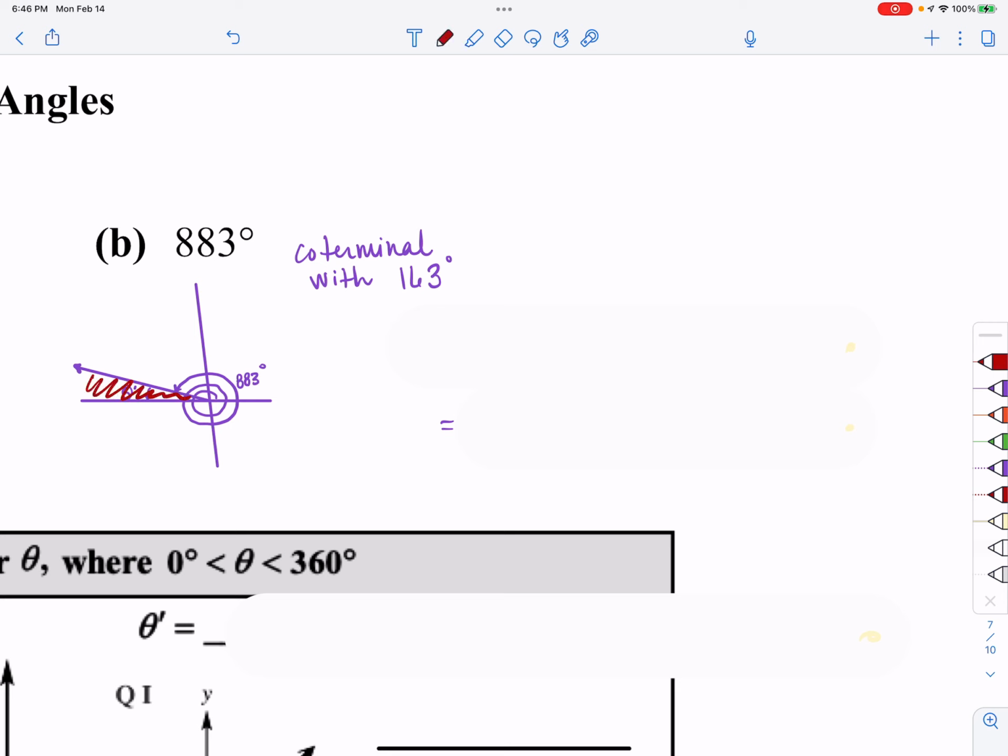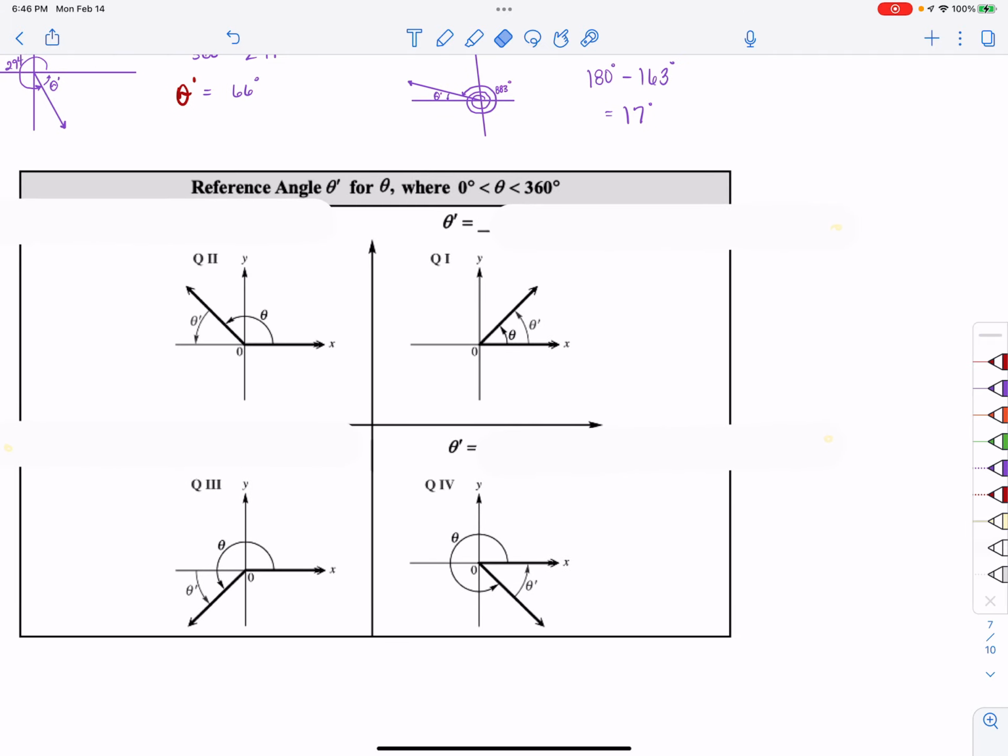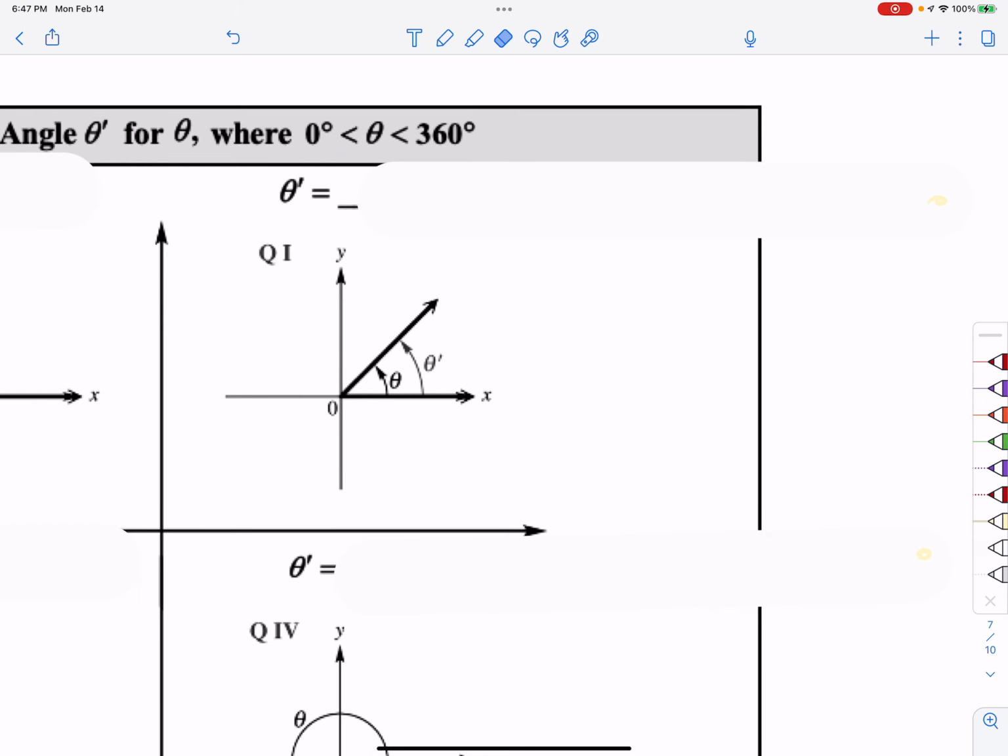Well, you say, that x-axis is at 180 degrees. So how much distance is there between 163 degrees and 180 degrees? So we'll do 180 minus 163 to get 17 degrees. The next graphic simply shows how to get that reference angle. Again, that's called theta prime. And so if your angle is in the first quadrant, then your theta and your theta prime are going to be the exact same thing. For instance, if you have a 30-degree angle, that's 30 degrees away from the x-axis.